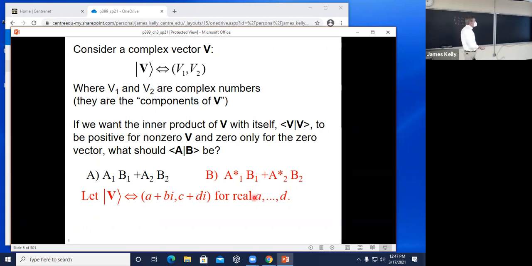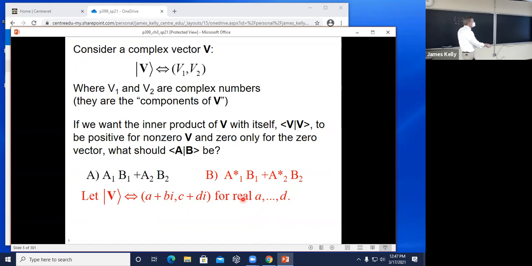So let's imagine a two-dimensional vector space, where we represent the vector by its two components, and those components are complex numbers, not real numbers. The most general complex number is a plus bi, where a and b are real numbers. Any complex number can be written in that form. So let's imagine its first component is a plus bi and its second component is c plus di, where a through d are all real numbers. That's the most general case of what the components of V could be.